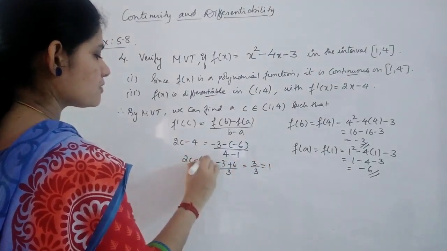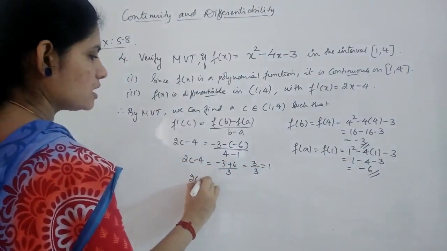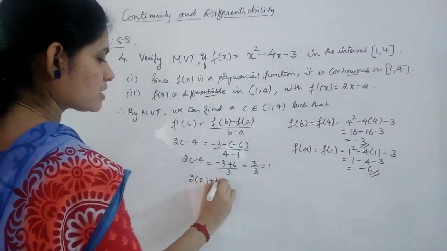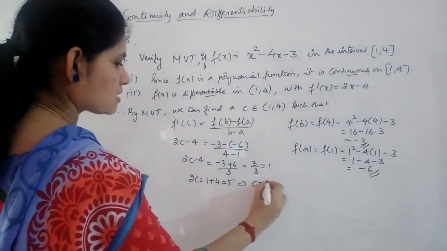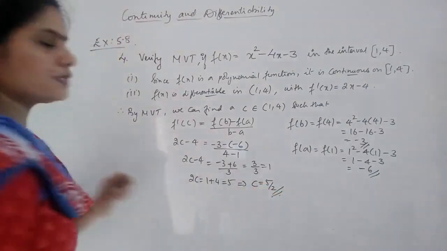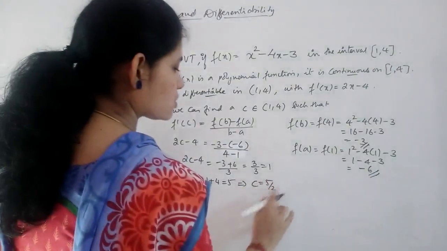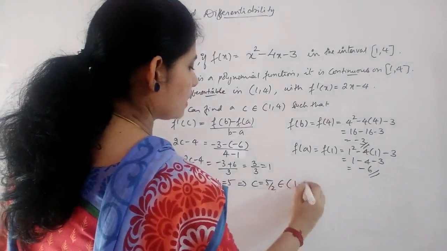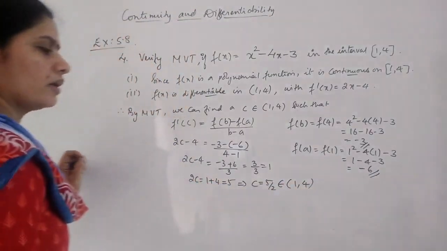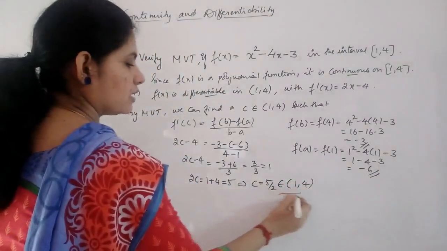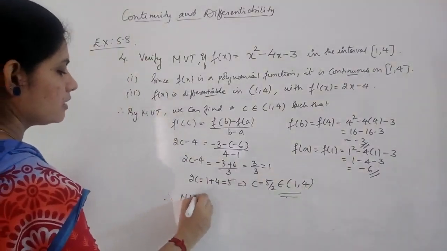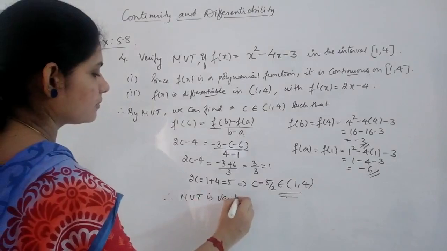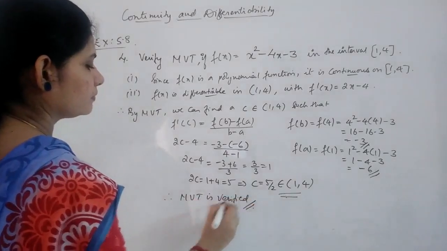So 2c minus 4 is 1. That means 2c is equal to 1 plus 4, which is 5, or you can say c is equal to 5 by 2. And this 5 by 2 belongs to the open interval 1, 4. Correct? So since it belongs to it, therefore MVT is verified.